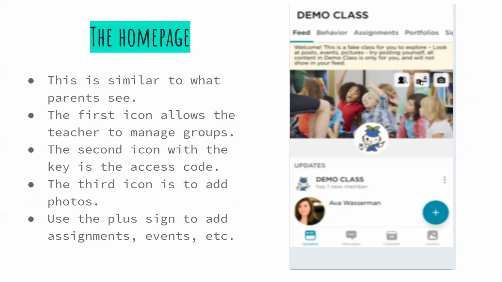And then this second icon is the access code. There are two different access codes, one for parents and one for students. And you can send it out to different people as you need to with that. And then this third icon of a camera is, of course, where you would add photos. This plus sign at the bottom is where teachers can just click to quickly add assignments, events, alerts, notifications, put up a newsletter, whatever you need to. So I think that is a great feature.